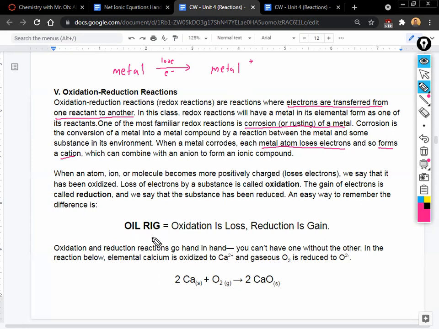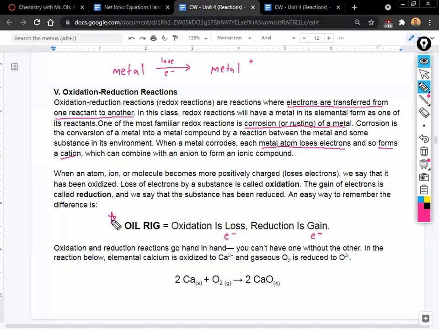I like to use this little acronym right here, OIL RIG. Oxidation is loss. Whatever is oxidized loses electrons, and reduction is gain. Whatever is reduced gains electrons. So oxidation is loss. Oxidation is the thing that loses electrons, and reduction is whatever gains electrons.